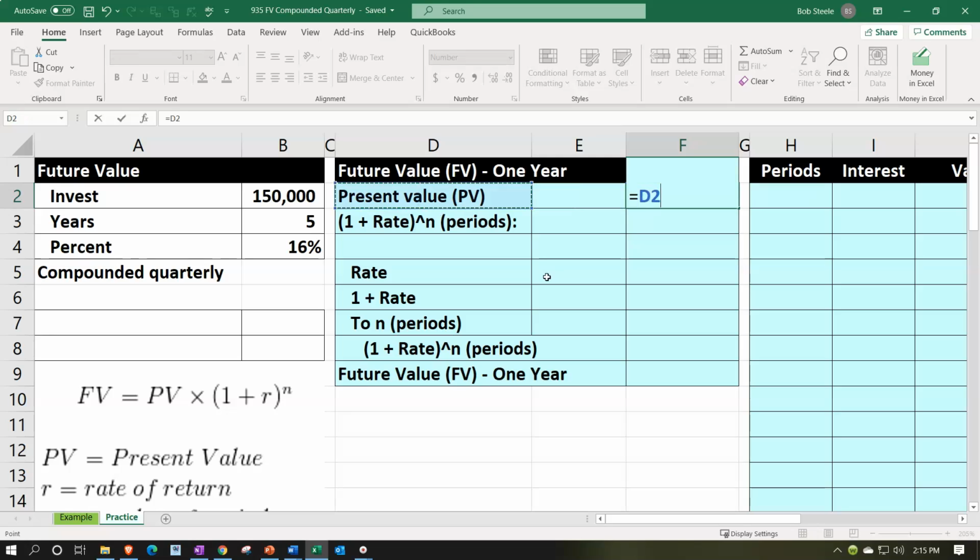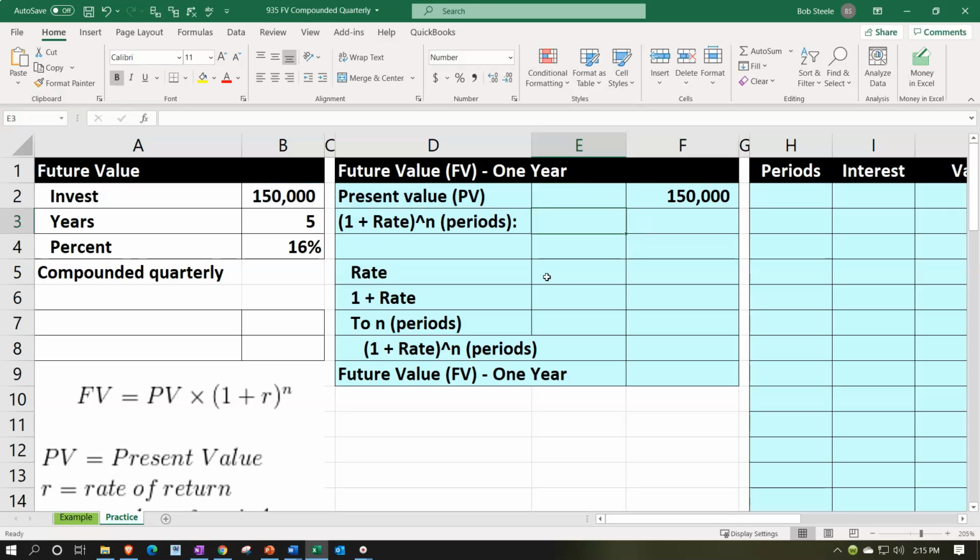So this is going to be equal to the 150,000. Nothing really new there. Then we're breaking out the 1 plus r to the n, which is going to be 1. And then we have the r, which is 16 here, but compounding quarterly, this percent needs to be matching what we're going to be using for the periods. So I've got to break this down. I've got to take that equals the 16 divided by 4, because there's 4 quarters. So divided by 4, and let's percentify this, home tab, number group, and percentify that.